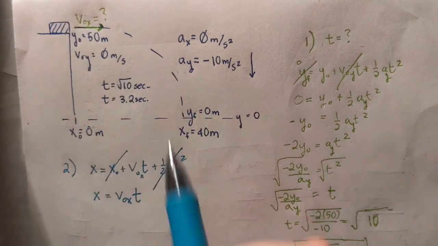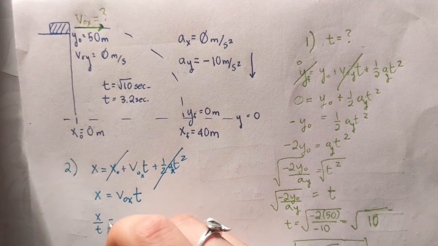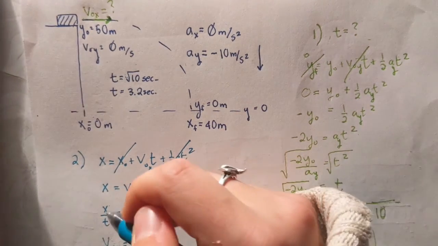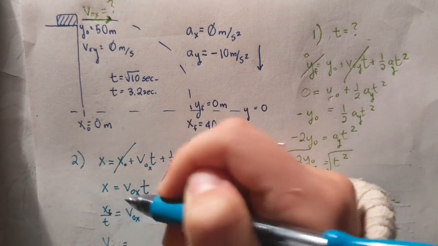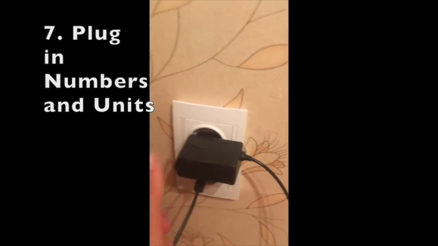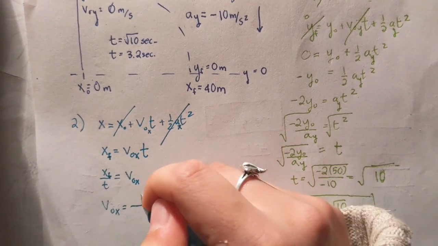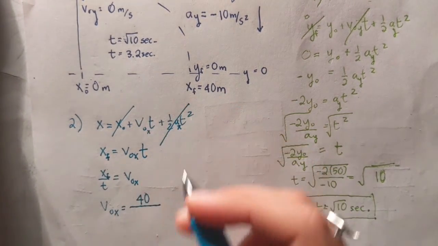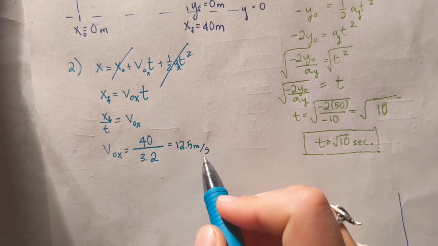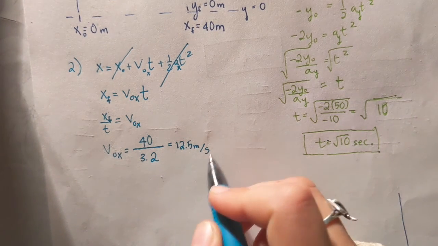My target is v naught x, so I need to isolate v naught x. So I divide by t on both sides, so that v naught x is equal to x over t. So I guess I should have called this x an x final. Right, this is my final horizontal position. And now I'm free to plug in my numbers. V naught x is equal to the final horizontal position, 40, divided by the time, which is 3.2. And when you plug that in, you get 12.5 meters per second. Don't forget those units. This is a speed, so our units are meters per second.